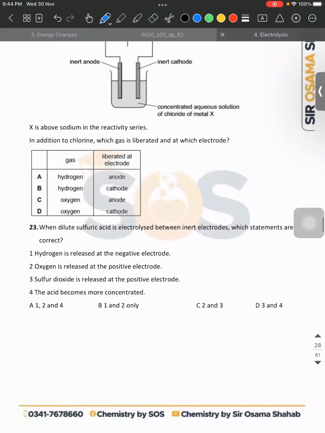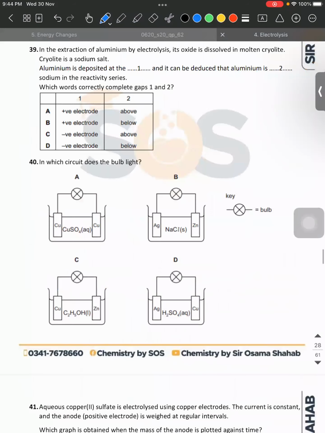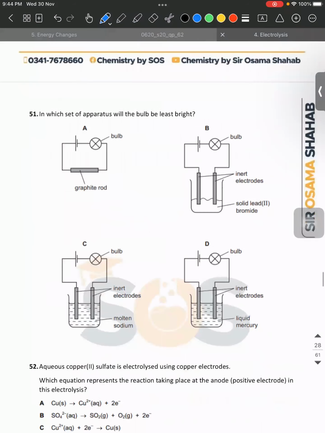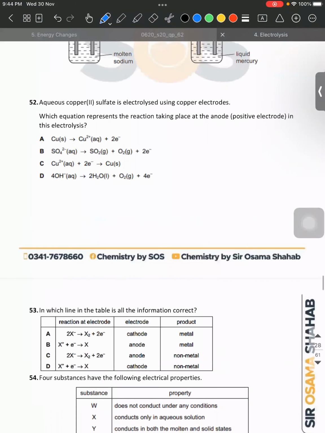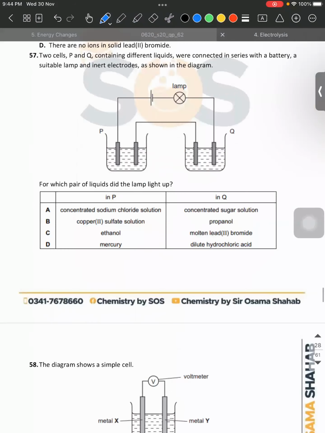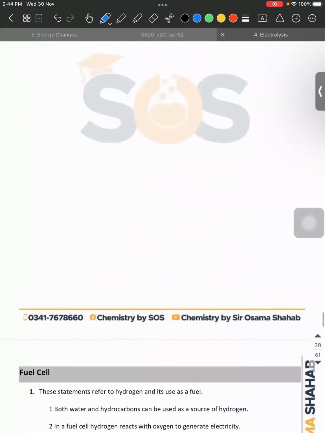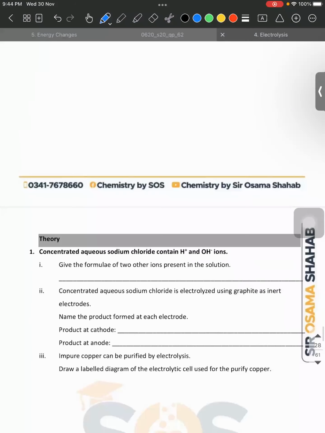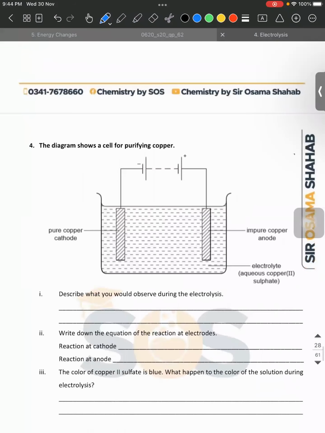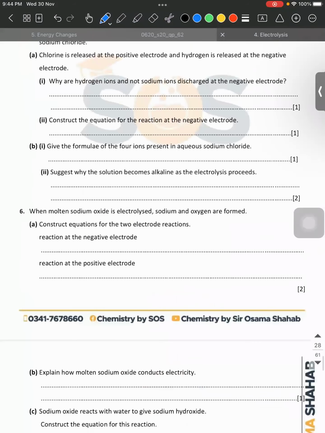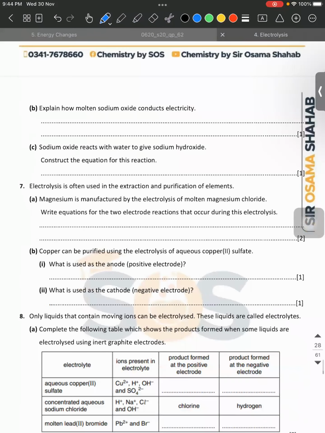Yes, sir. We have a lot of MCQs over here. You can solve these MCQs in your booklets if you have. Whatever the booklet you have, you can solve the rest of the questions over there. Let's see some theoretical question as well. So let's talk about this. Question number 8. Just look at over there.